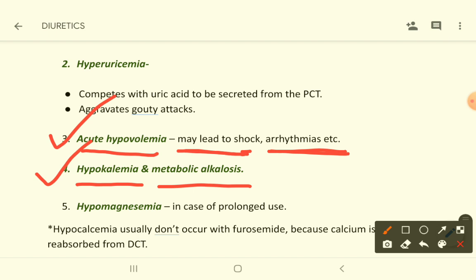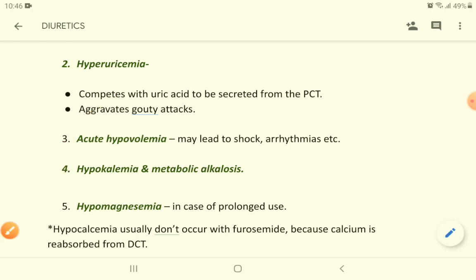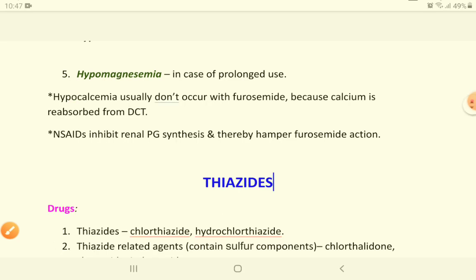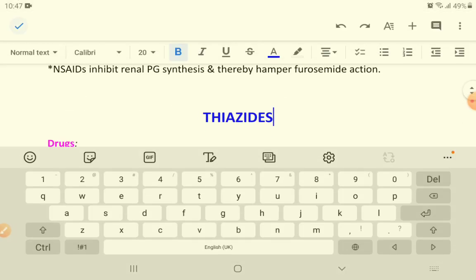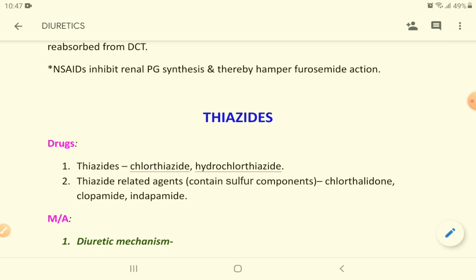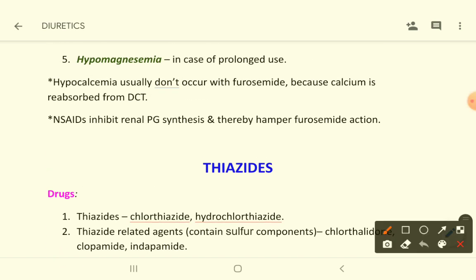And then hypomagnesemia. Of course, in case of prolonged use, magnesium will also be lost, and that can lead to hypomagnesemia. So you can say that hypocalcemia usually does not occur with furosemide because calcium is reabsorbed from the distal convoluted tubule.